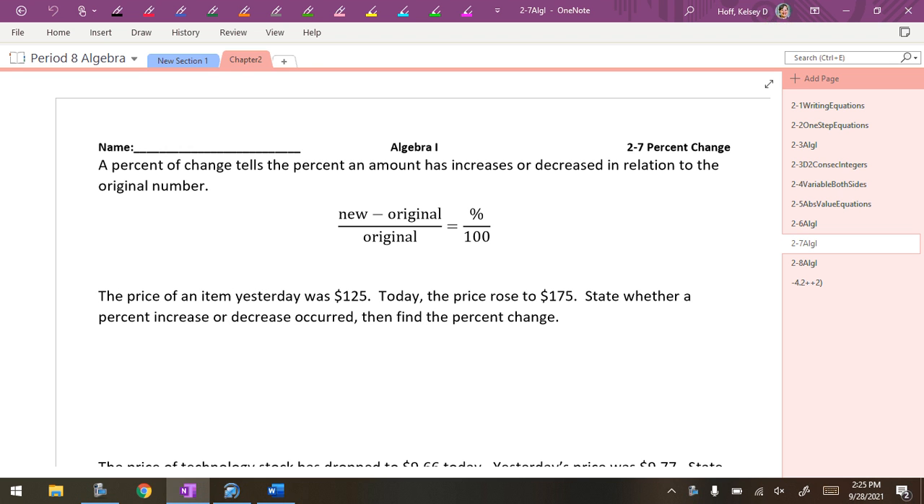Okay? Today we're going to take the idea of proportions a tidge further to talk about percent change. A percent of change tells the percent an amount has increased or decreased in relation to the original number. So percent change is the new price minus the original, divided by the original, is equal to what percentage out of 100. Remember, percent really means out of 100, yes? Okay? So what we have to do is take our information and identify.